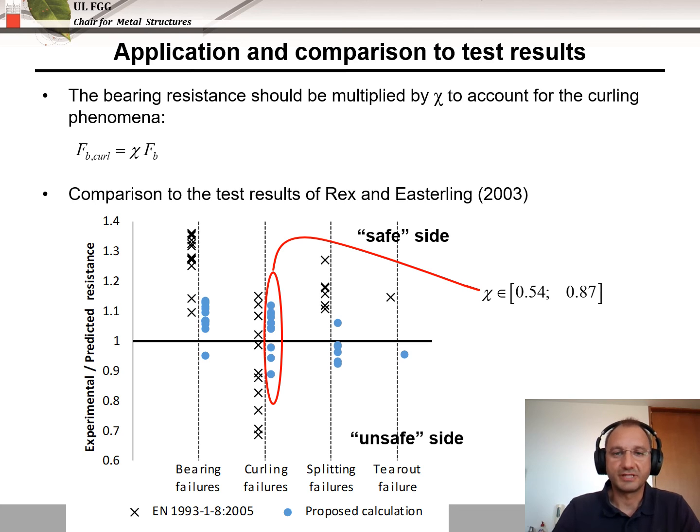Our model was also tested against test results that were performed by Rex and Easterling, and they observed several curling failures on single bolt connections. By applying our method, we can see that the points move more to the safe side compared to the calculations according to Eurocode for steel joints.